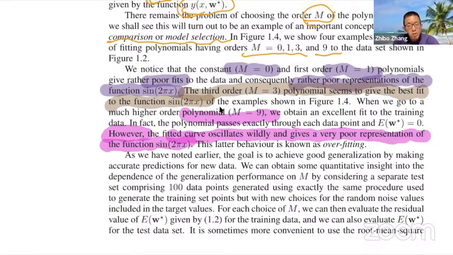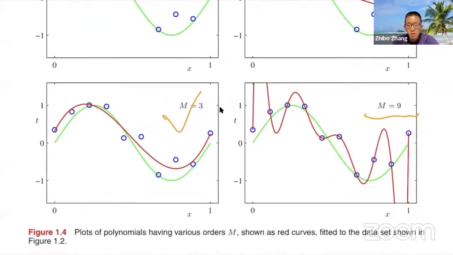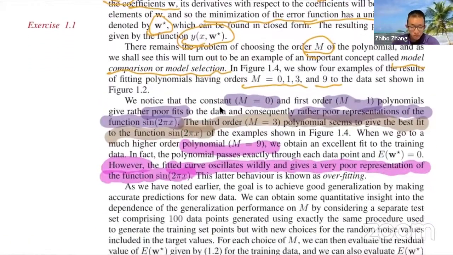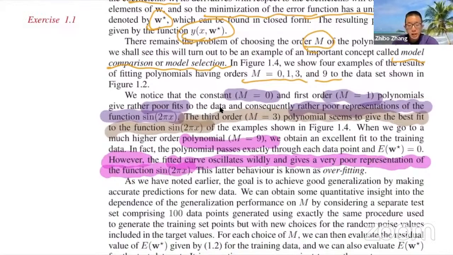So here, however, the fitted curve oscillates wildly and gives a very poor representation of the function sin(2πx). We already know that the ground truth is sin(2πx). As I pointed out previously, this fitting over-exaggerated what should be the behavior underneath. This latter behavior is known as overfitting. A large set of machine learning research deals with this problem called overfitting. So it's very important that you get an idea of what overfitting looks like when you first get exposed to machine learning, and later, as we talk about more concepts, you can get a better sense of what overfitting really is.